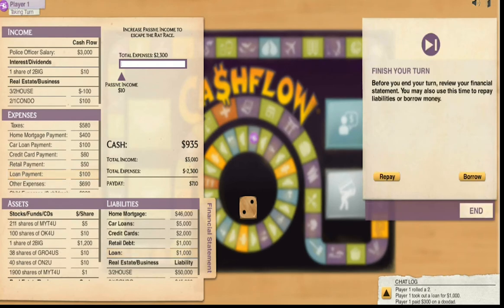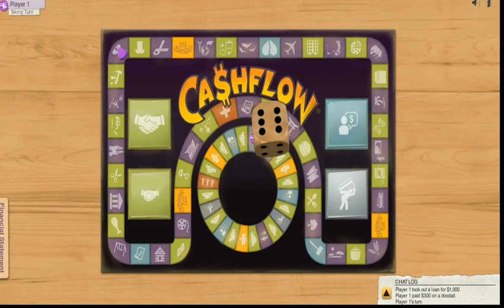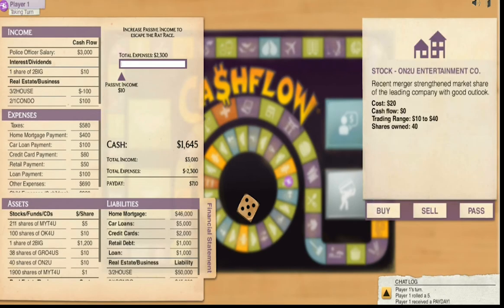Clone, because I pay expenses. The cost 20, and the trading range between this. Wow, okay, I sell it, I sell all.